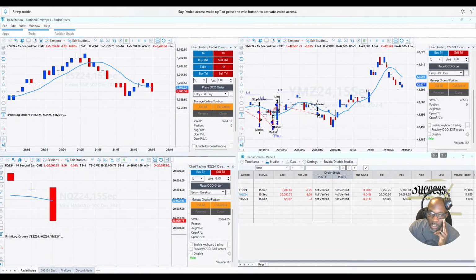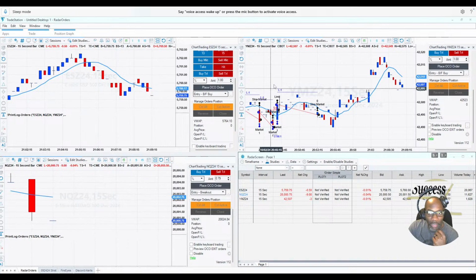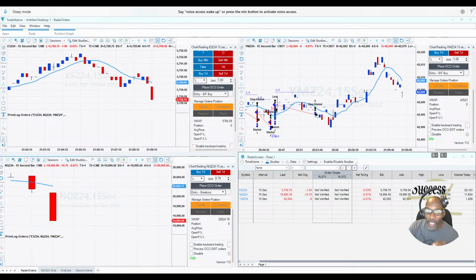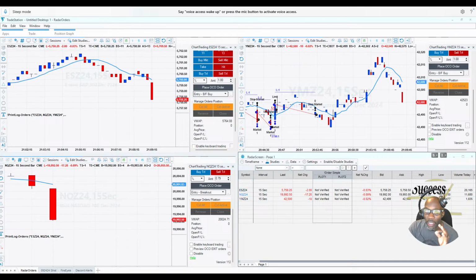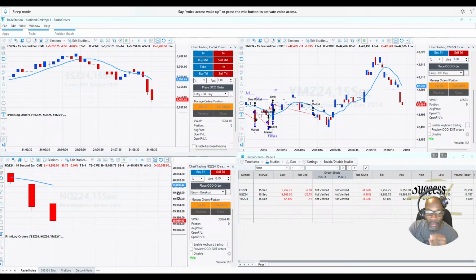All right, so today is October the 2nd, 2024, and today we're just going to talk about running some of these algos through the radar screen. You can run your algo through an indicator on the radar screen, and you can have order tickets enabled, and it'll put in your orders and all that good stuff.